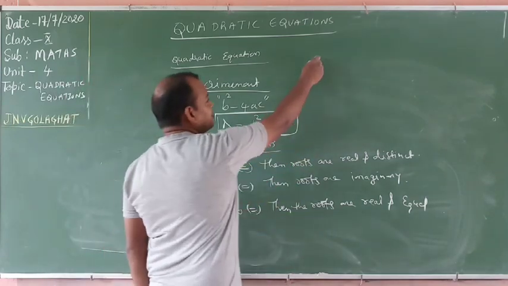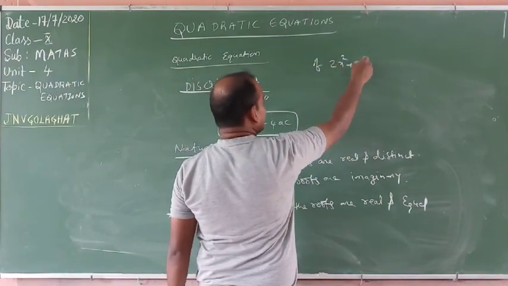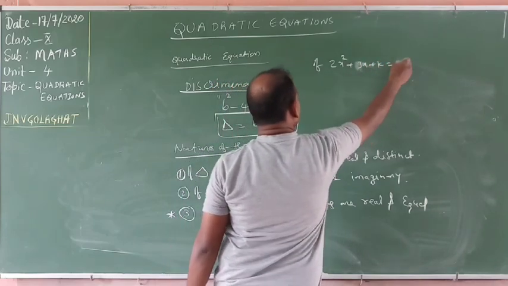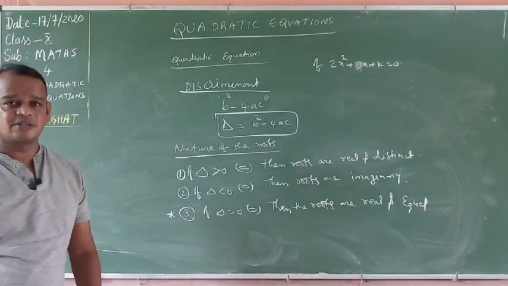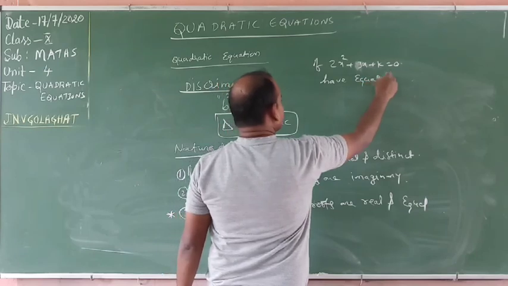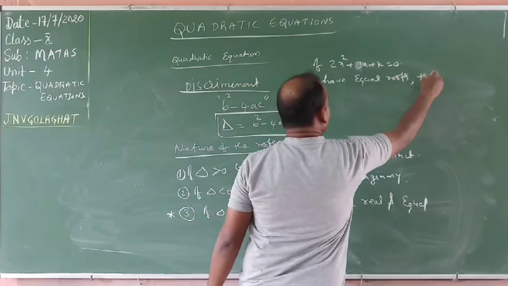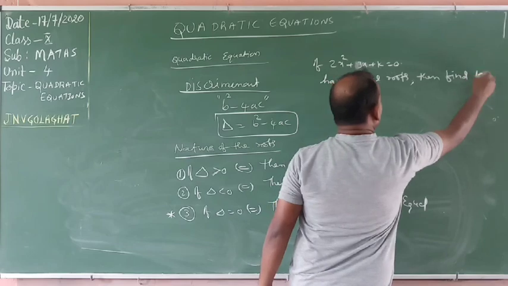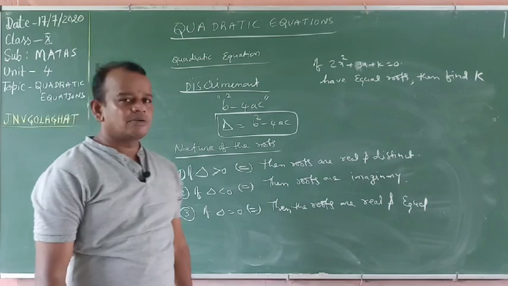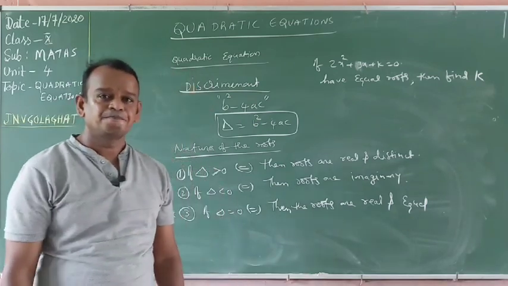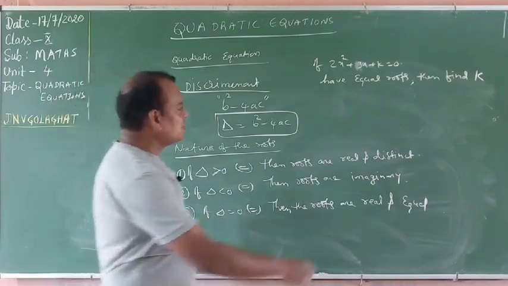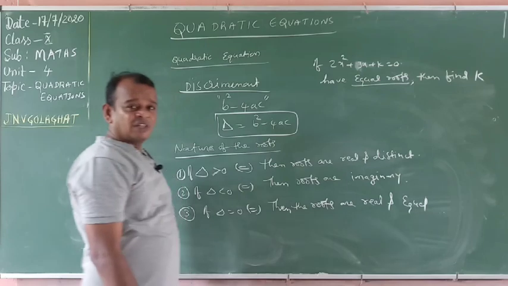Suppose, if 2x square plus 3x plus k is equal to 0 has equal roots, then find k. This type of question is asked. If the quadratic equation has equal roots, then find k. Equal roots is given. Is there any formula?